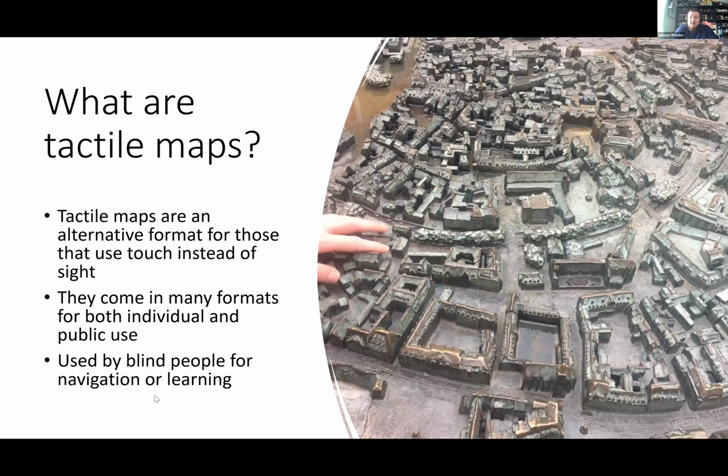So what are tactile maps? If you haven't heard of these before, tactile maps are an alternative format that relies on the sense of touch instead of sight. They're often used by blind people for navigation or learning, and they can come in many different formats. There's about as many ways as you could think of to try and render a tactile map for somebody. So next slide, please, and I will show you just a few.